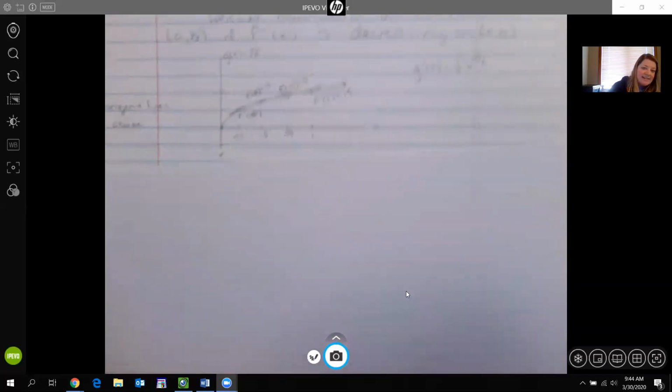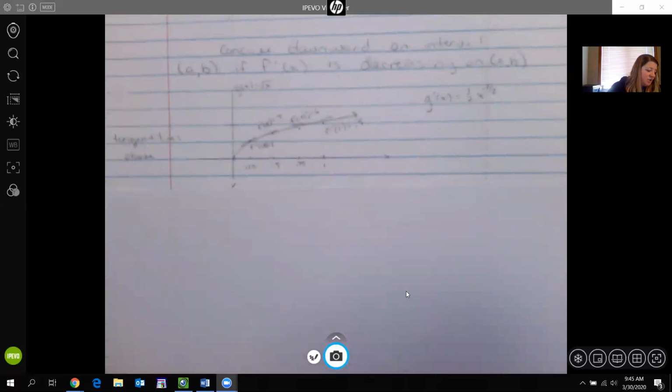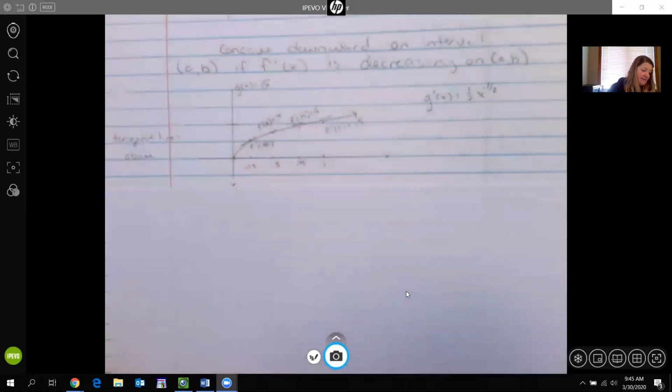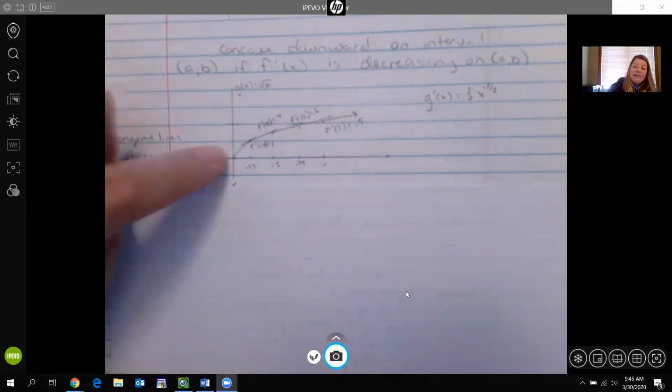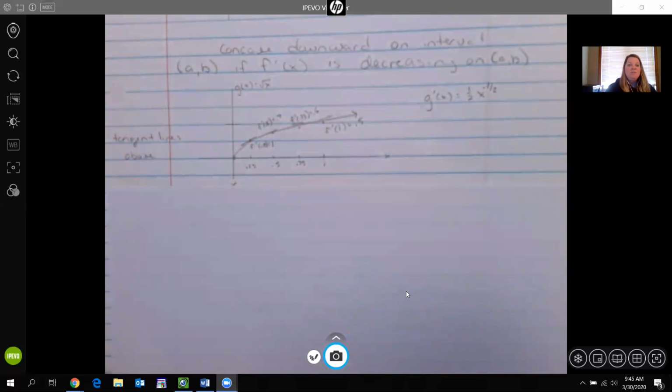If I'm concave down, it's going to look like this. My tangent lines would be above if I'm drawing my tangent lines, and for this one your derivative would be decreasing. So this is what concave down looks like. Don't be too worried about increasing and decreasing; we already know how to do that and can separate them. If I'm concave up, I'm curved upward. If I'm concave down, I'm curved downward. That's the big idea there.